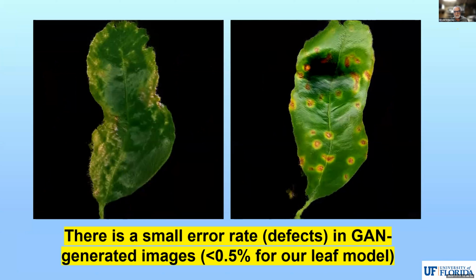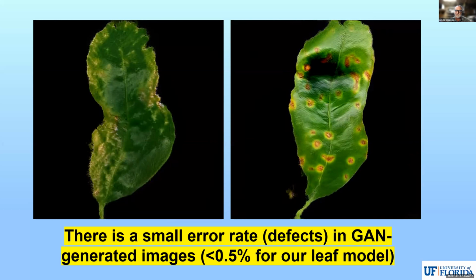However, there are some defects. The kind of defect rate I've been measuring is less than 0.5%. So if you use this method, it's a good idea to create a Python program that will actually search for defects, if you want to automate it, because you're probably looking at tens of thousands of images.